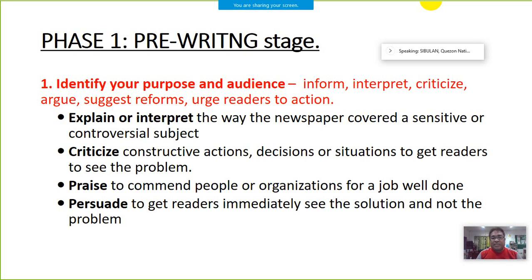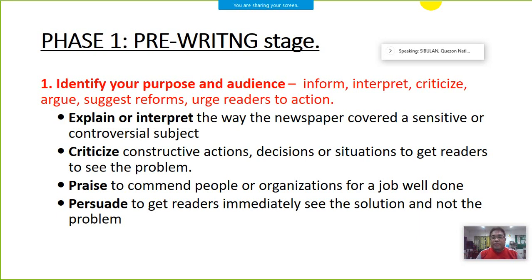Then obviously when we write a praise editorial or editorial of commendation, we are trying to give good comments, or we are trying to praise an organization or a private individual for a job well done. So for example, when a group of individuals donated, for instance, a building in our school, then the donation is something that has addressed the shortage of classrooms, then we can write a commendation editorial for them.